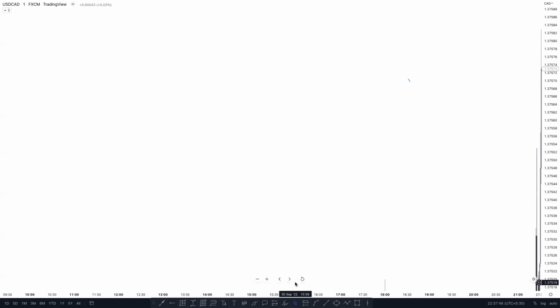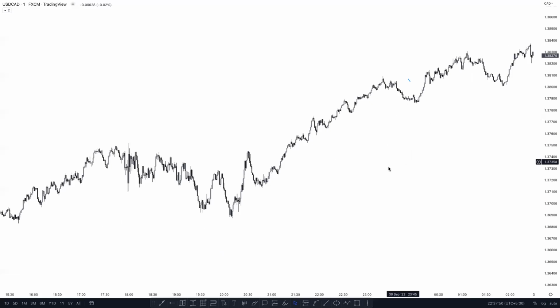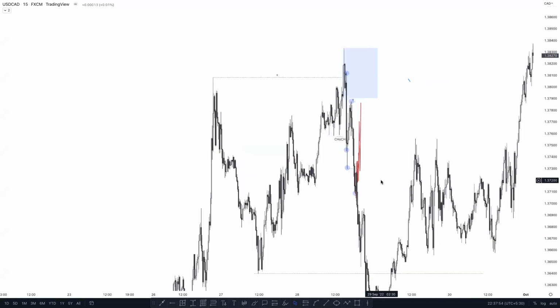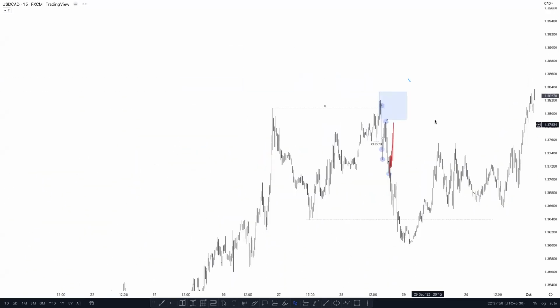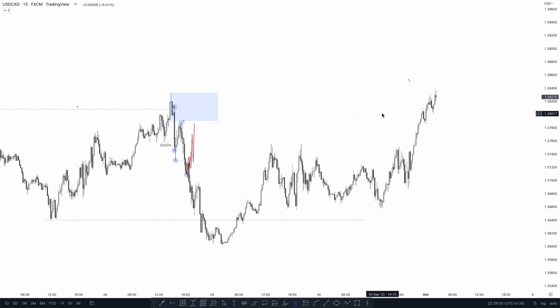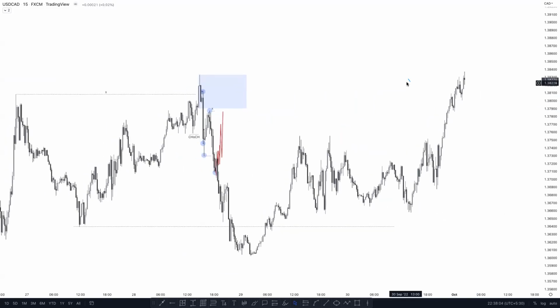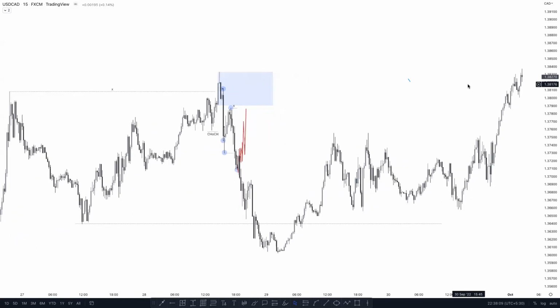Now switch into USD CAD after request. 15. Yes, yes, yes, exactly on PD zone. Perfect. And the single candle mitigation is explained in detail in the ebook. Okay, you can check it. Yes, only PD zone.